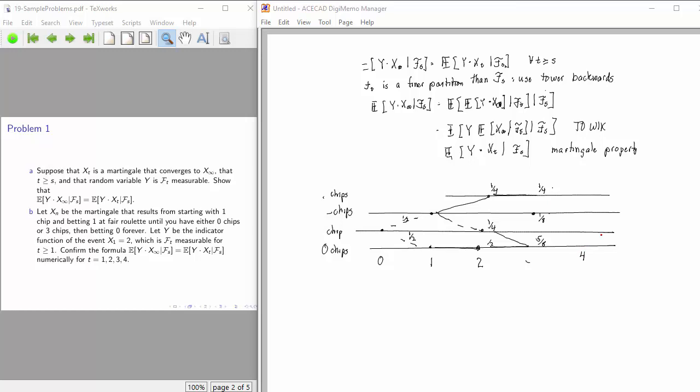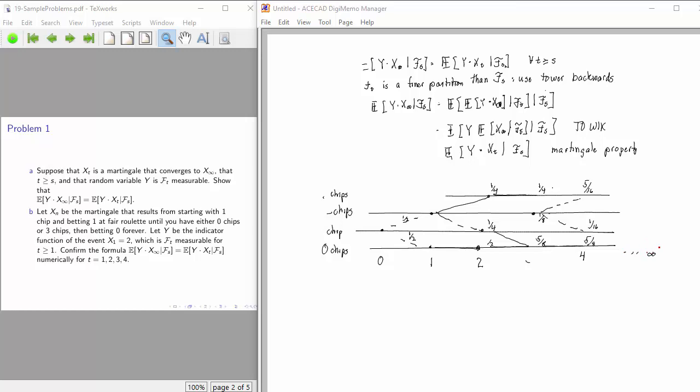Finally, to finish off the beginning of this process, I bet a chip if I have 2 of them, and I have 1 chance in 2 of winning on that bet, which brings my probability for having 3 chips up to 5/16. There's a 1/16 probability that I'm down to 1 chip, and I've still got a probability of 5/8 of going broke. What's going to happen after a very long time?